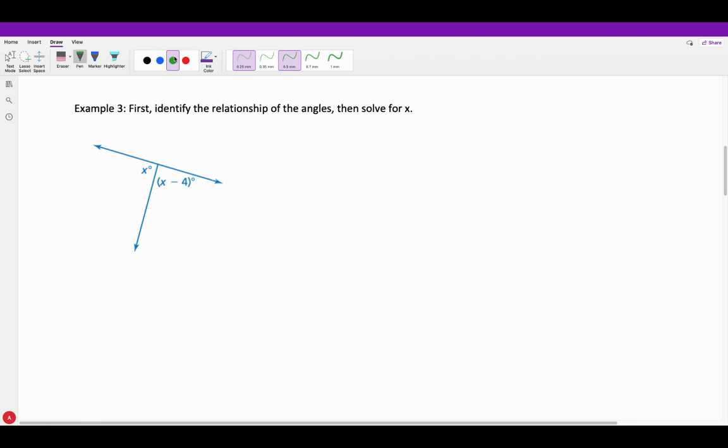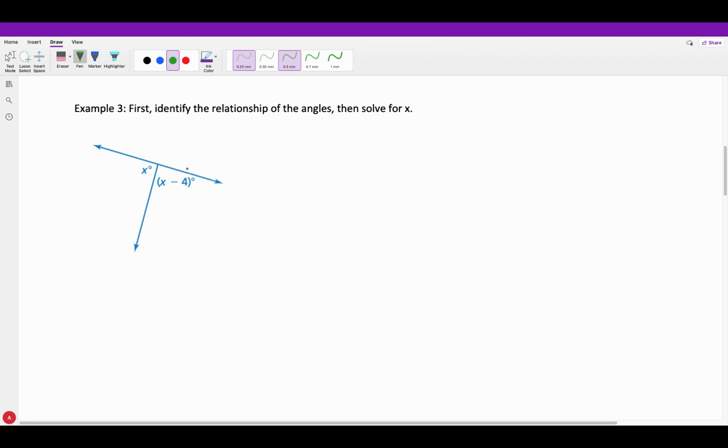Now, in that question two questions ago, I said we don't ever go off of the appearance, and I don't like having you go off the appearance. So on your tests, if they form a straight line, I will always tell you that they form a straight line, or I'll tell you that they're supplementary. I don't want you getting into the habit of just saying, oh, this looks like a straight line, so I'm going to go with it.